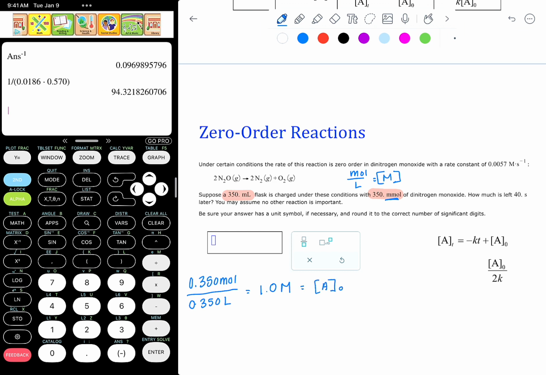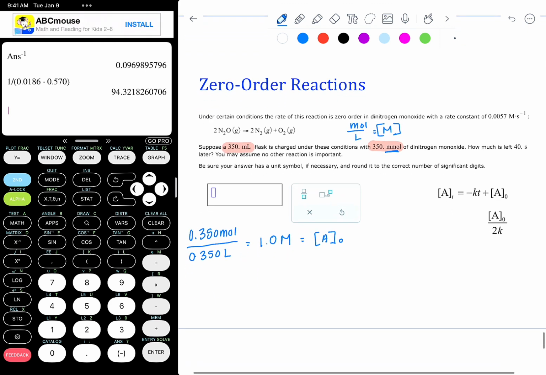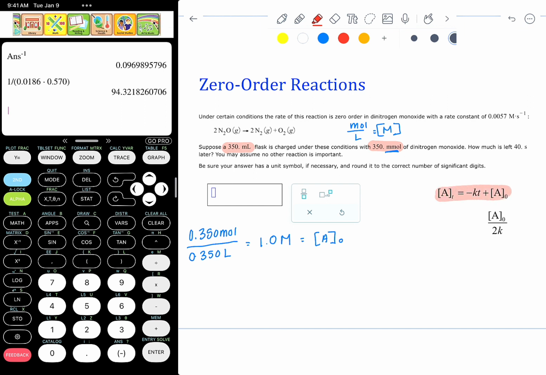Okay, so now that we've solved for the initial concentration, what I want you to do is pause your video and try solving this problem using your rate law, integrated rate law, and your half-life. So find the concentration after 40 seconds and then find the half-life. Even though the problem doesn't ask for it, I'm asking for it. So solve for the half-life as well.